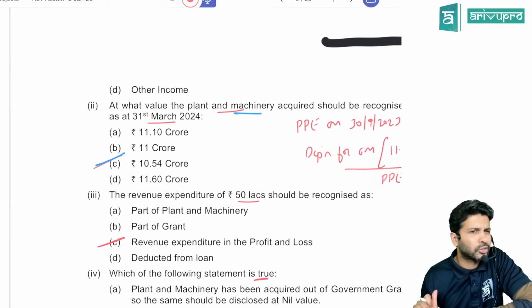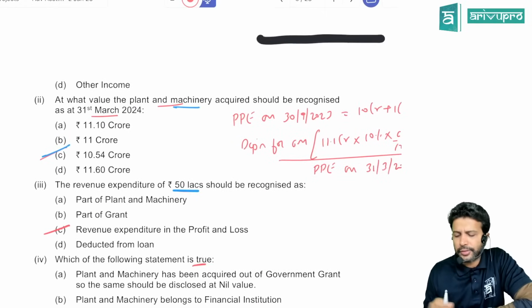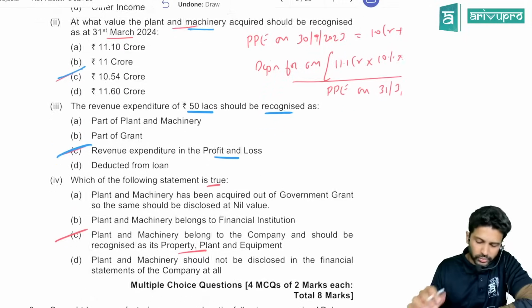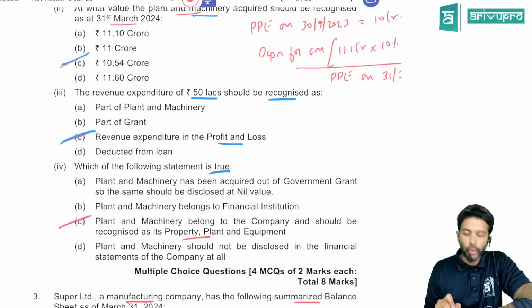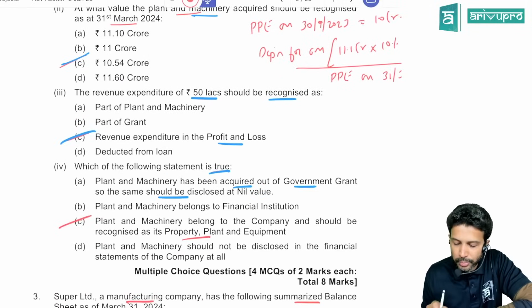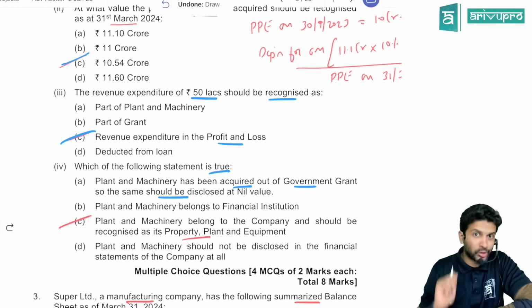Pretty straightforward. Yes, no? The revenue expenditure of 50 lakh, where will you recognize? Will you capitalize or P&L? P&L. Obviously this one you have to transfer to the P&L account. Which of the following statements is true? The plant and machinery has been acquired out of government grant, so the same should be disclosed at nil value. PPE should be shown as 0.